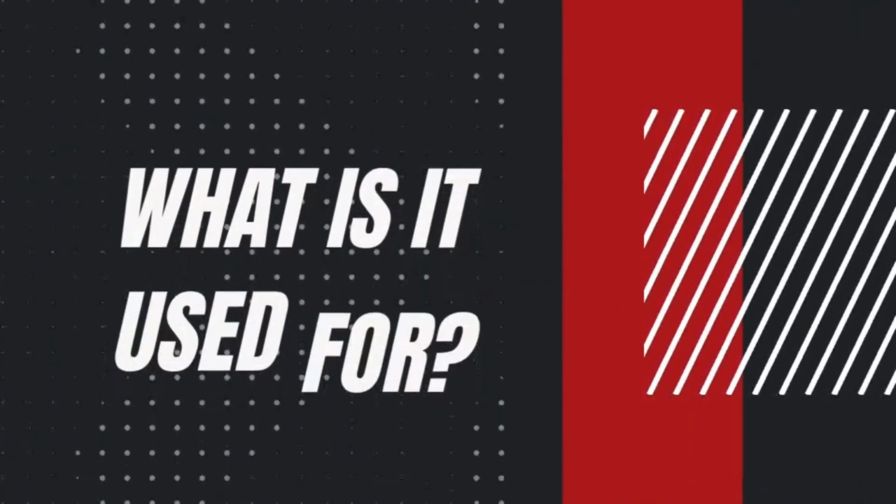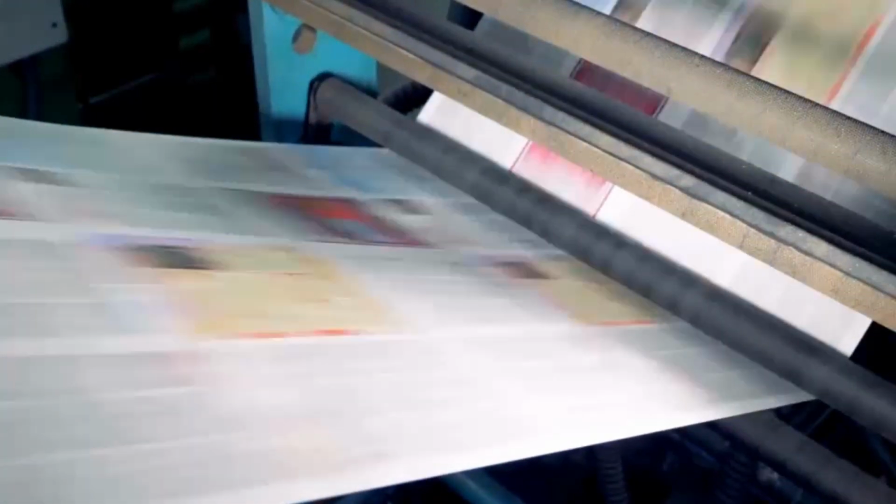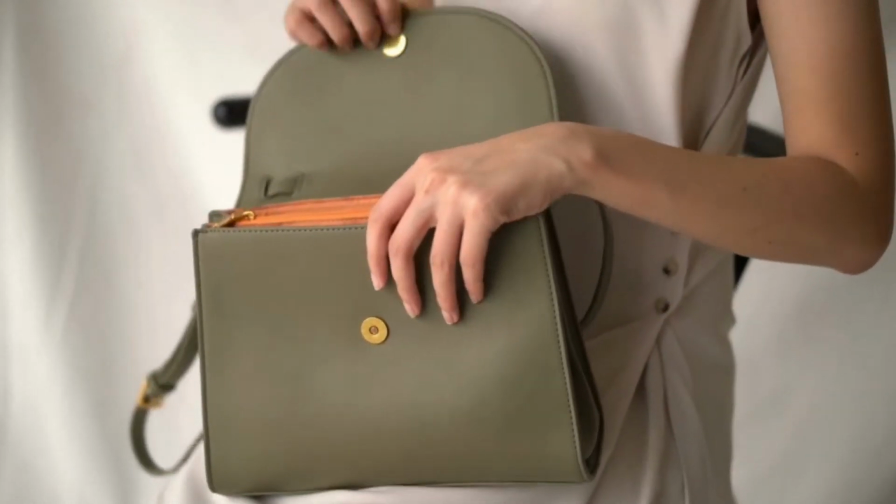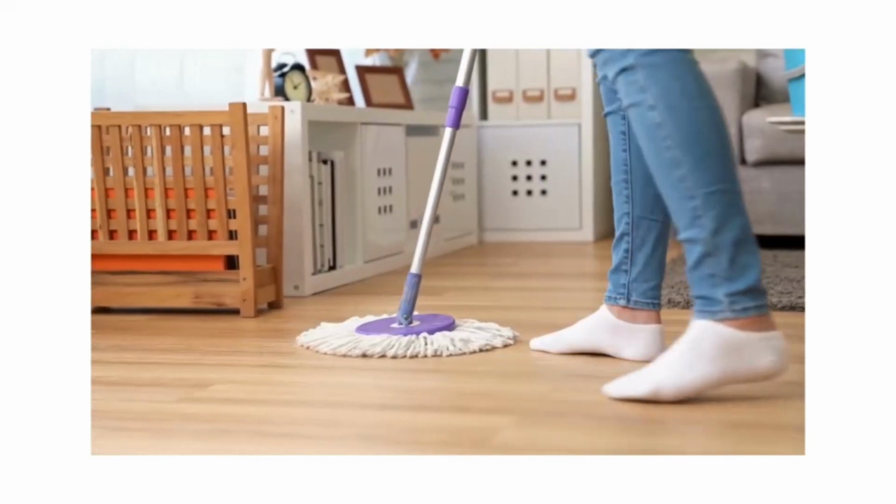Step 4. What is it used for? This machine is used for printing. It's a bag for carrying books. It's used to clean floors.